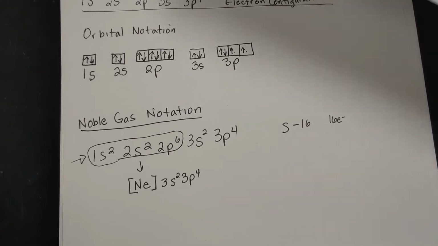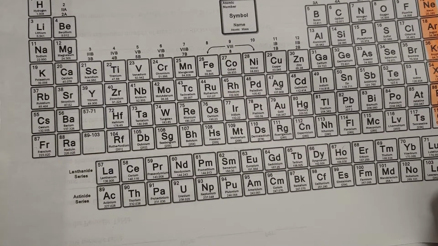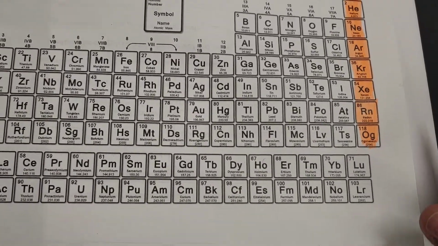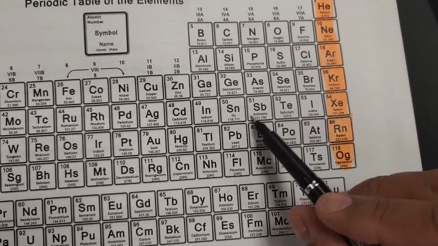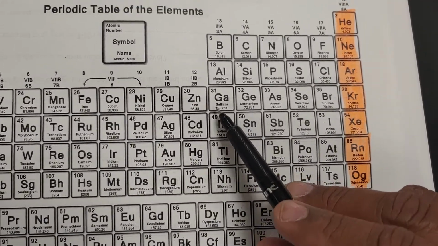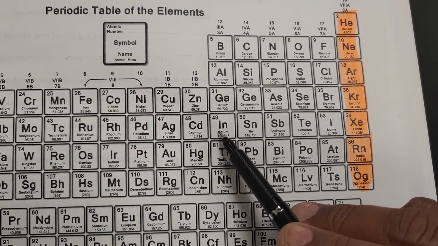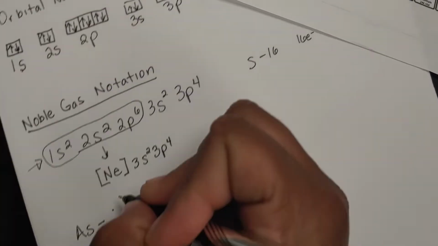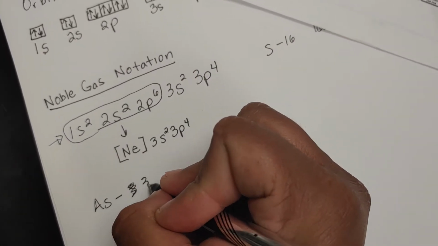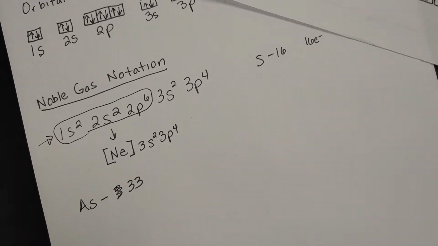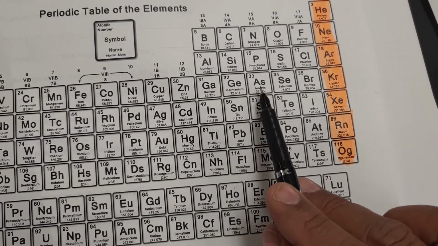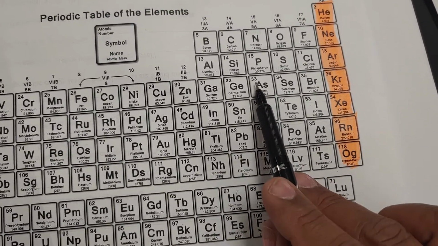Okay, so let's go ahead and pick another one. Let's go with arsenic, As. So As is element 33. My first question is going to be, which noble gas is closest to arsenic? Which of these is closest to arsenic but less than 33?